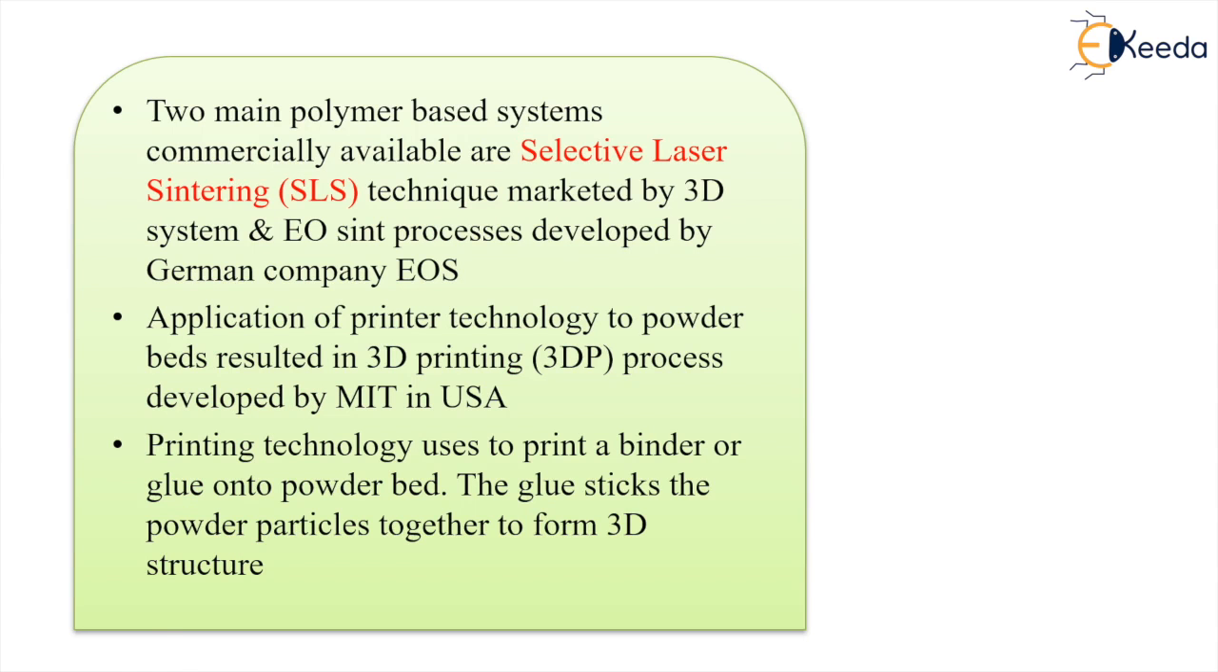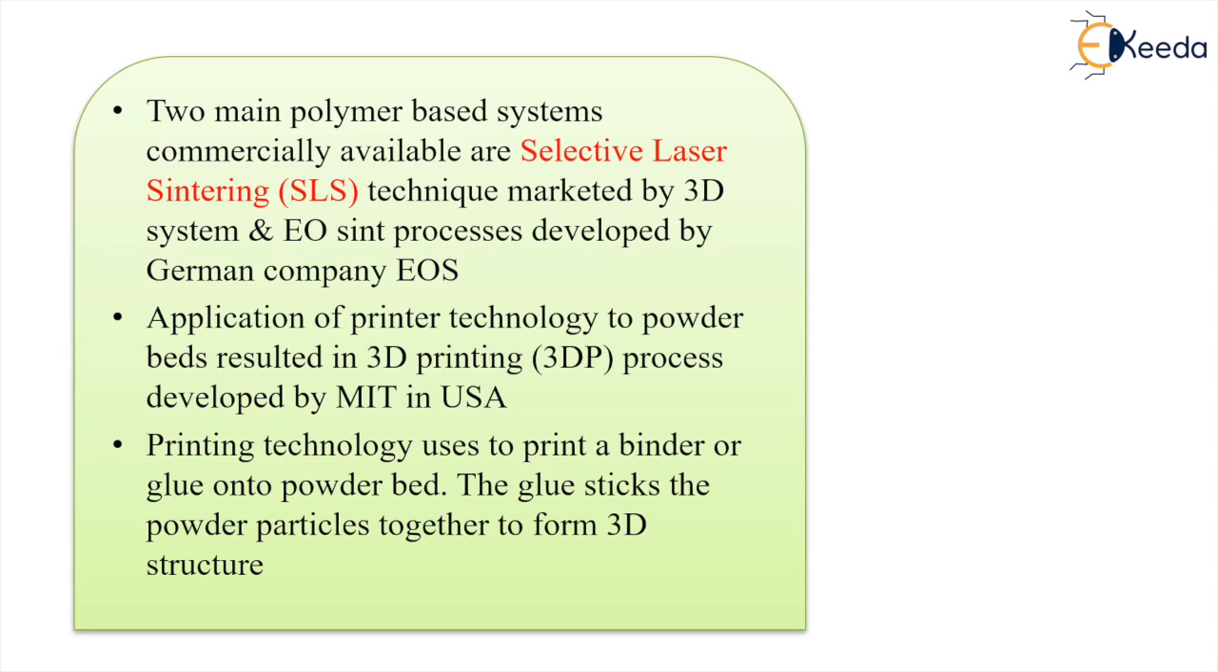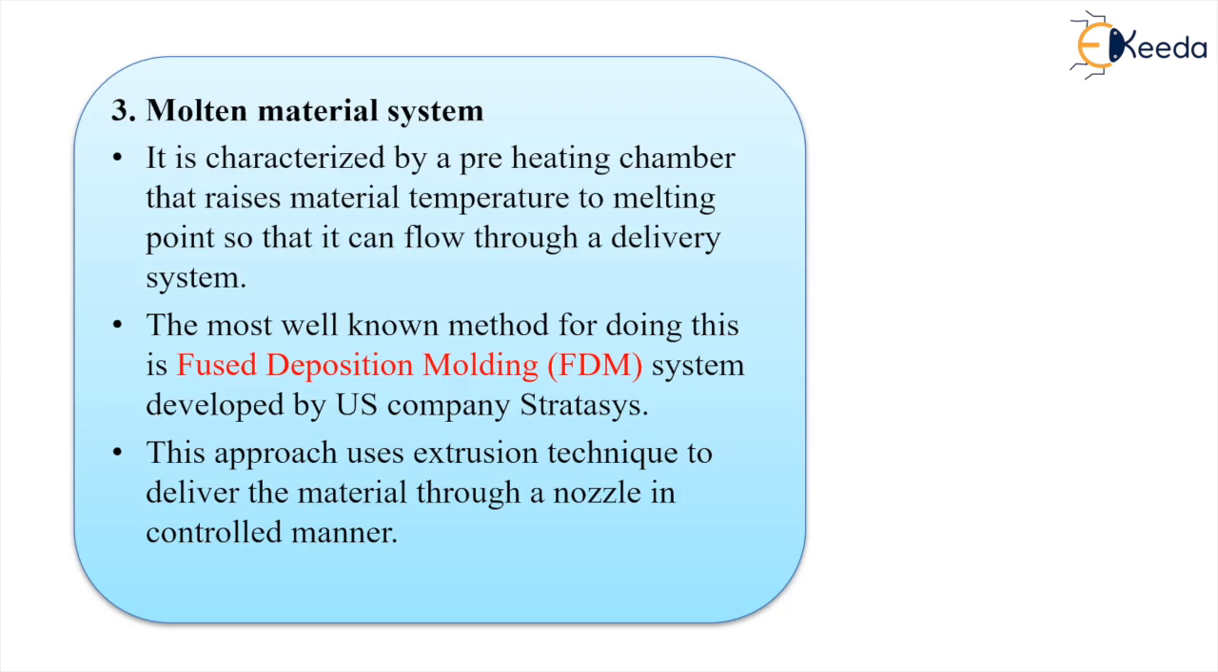So in the discrete particle system, we are using powders of graded, uniform size and shape. We melt or remelt these powders to form a bond between the layers. This technology involves printing technology used to print a binder or a glue onto a powder bed. The third one is the molten material system.